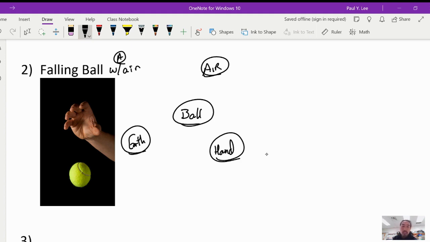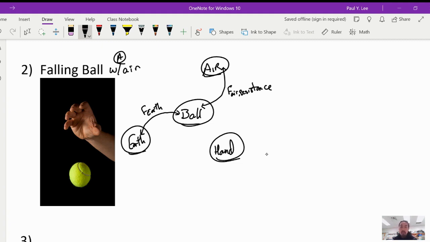Is the ball interacting with the air? The answer is yes, because the ball is traveling through the air. The ball is interacting with the air, and we call this the air force or the air resistance force. Is the Earth interacting with the ball? Oh yeah, it is. We call that the force of the Earth. Because that force is directly interacting with the ball, we're going to be using black.